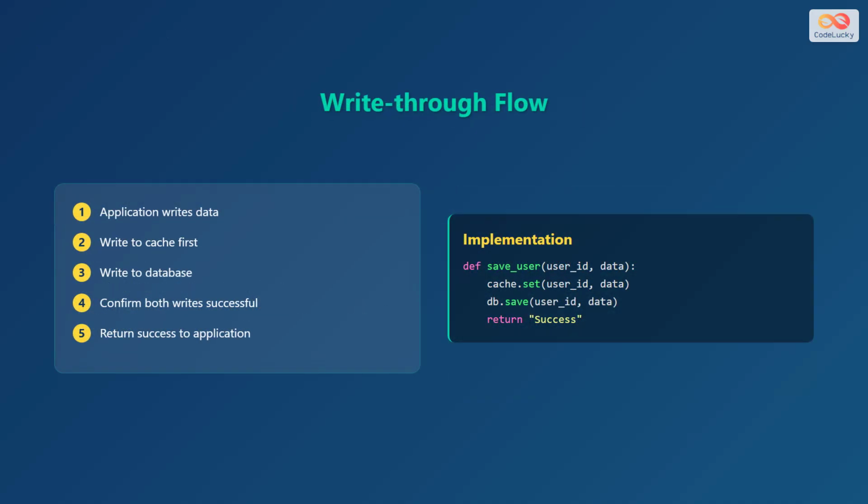Here's how the write-through strategy works. When the application writes data, it first writes to the cache and then immediately writes to the database. It then confirms that both writes were successful before returning a success message to the application. Here is a sample code. A function called saveUser accepts user ID and data as arguments, sets the data in the cache, saves the data in the database, and returns a success message.